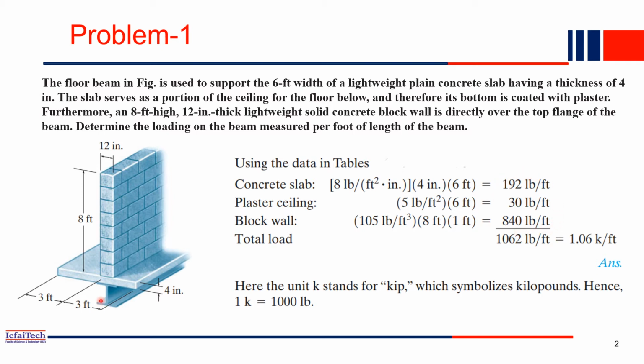So the total weight coming to this beam is, just add all these three, and you will get 1062 pound per feet load coming. So if you consider 1 feet length of this beam, then 1062 pound load is acting on this beam. That's how you correctly calculate the dead load of the structure.